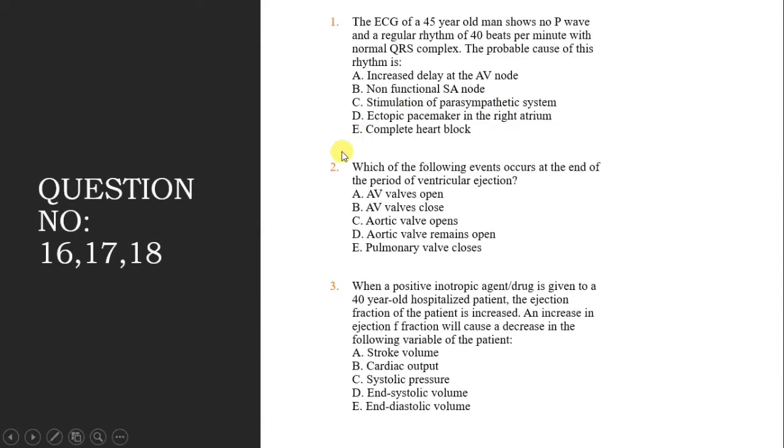Now, moving toward question number 16: the ECG of a 45-year-old man shows no P wave and an irregular rhythm of 40 beats per minute with a normal QRS complex. The probable cause of this rhythm is: increased delay at the AV node, non-functional SA node, stimulation of parasympathetic effect, ectopic pacemaker in the right atrium, complete heart block.